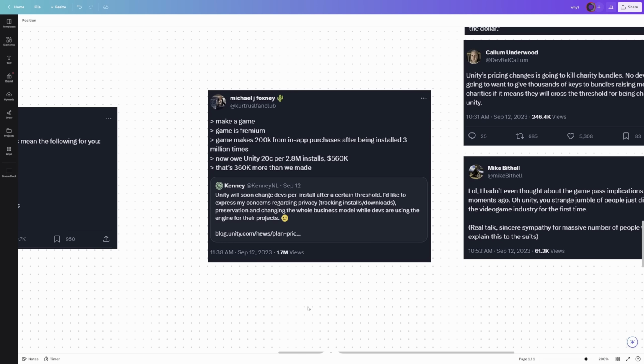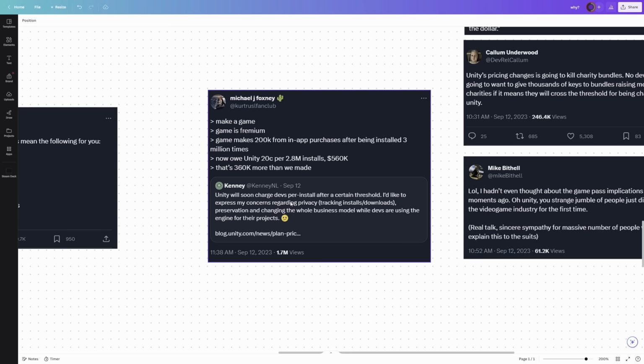Imagine you make a game, the game is freemium, the game makes $200K from in-app purchases after being installed 3 million times. You're getting charged for the install, so now you owe Unity 20 cents for each of those installs. That's about 560,000. That's about 360,000 more than was made.